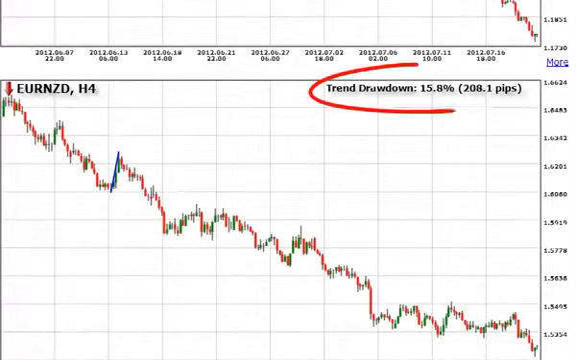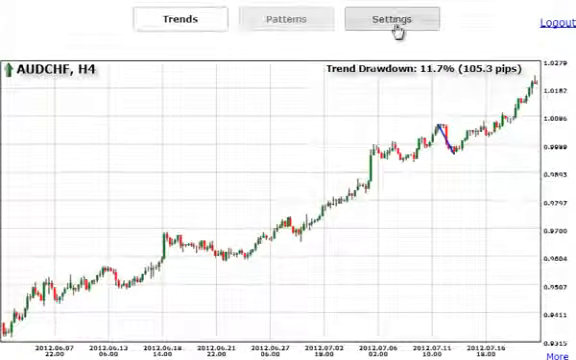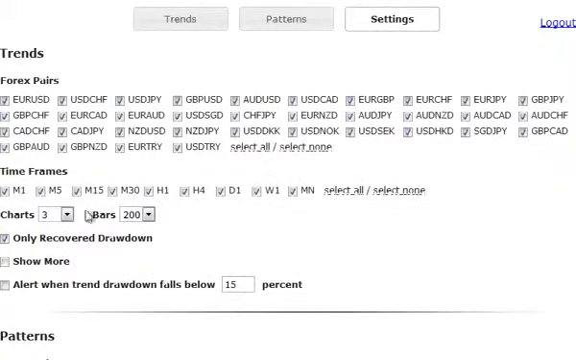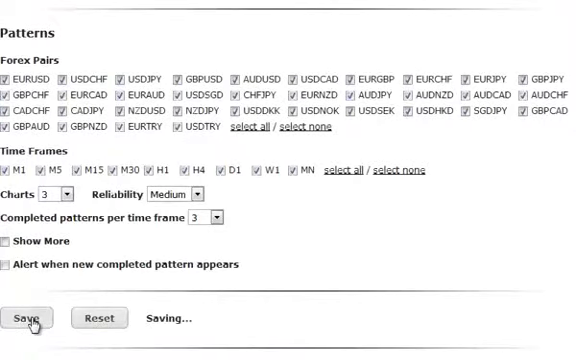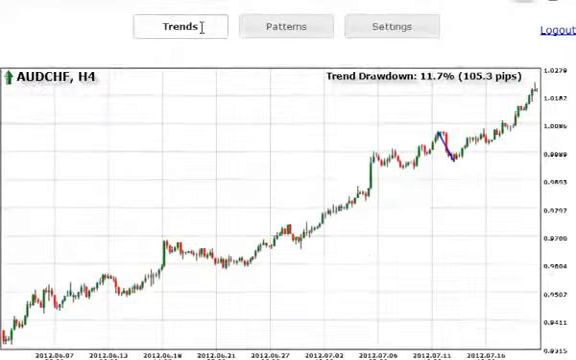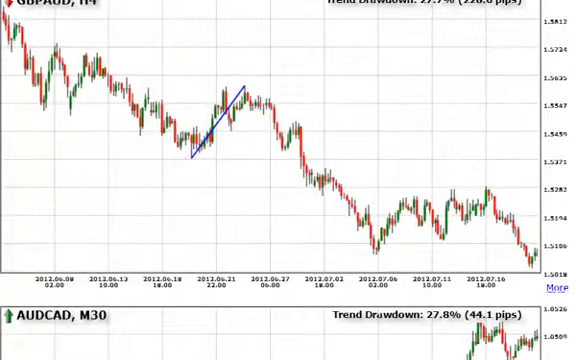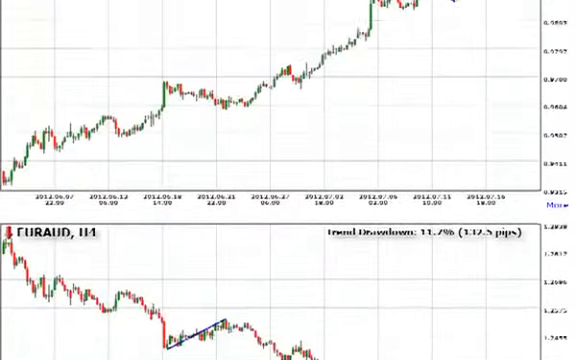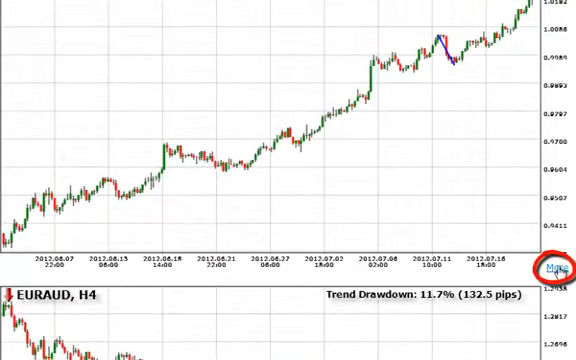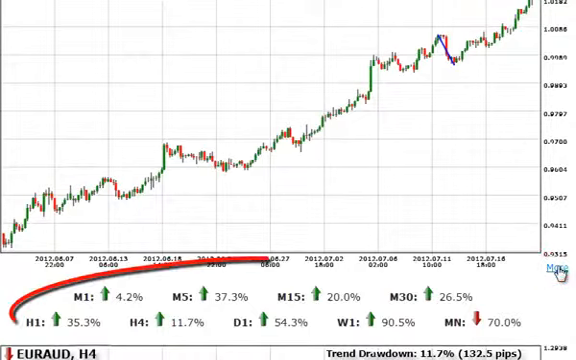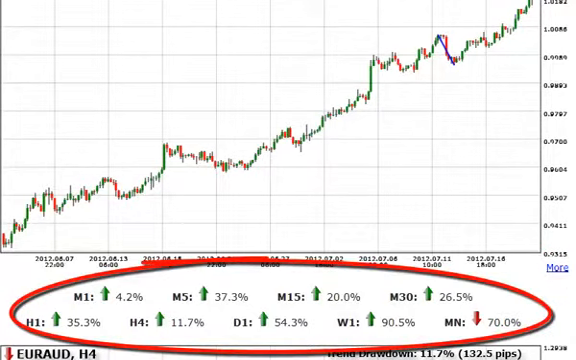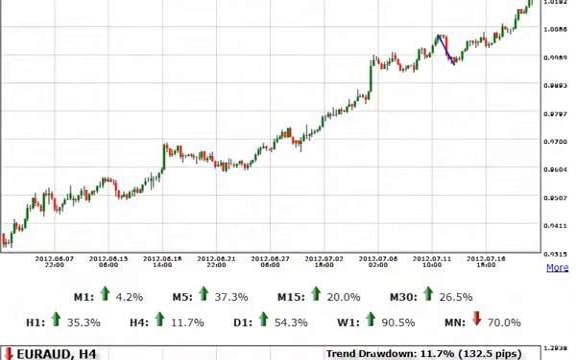In the next charts, the drawdown is a little higher. If you want to see more charts, click on Settings. Let's choose 20 charts. Save settings for the next time you log in. Go back into Trends, and as we scroll down, the drawdown becomes higher, but it might still be good for trend following. The first chart is always the best one. If you click on More in this corner, you'll see a quick overview of the same pair on the other time frames. In this case, most of the arrows are showing upward movement, which is a good confirmation.